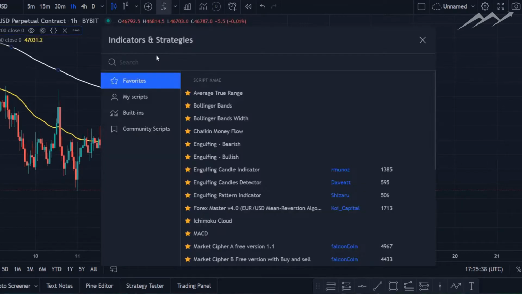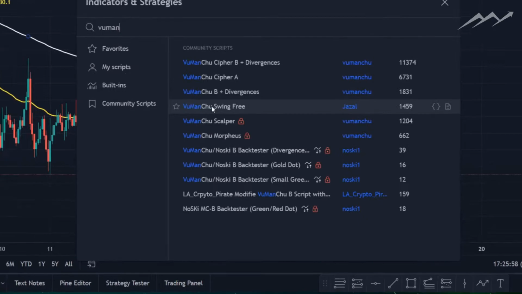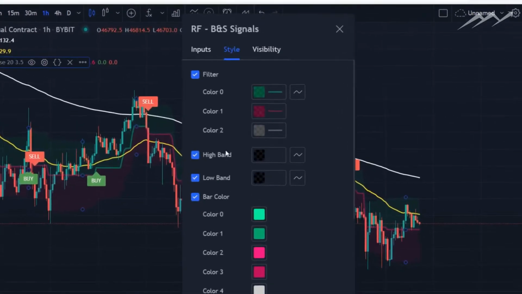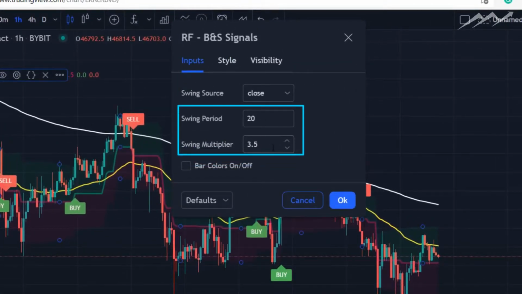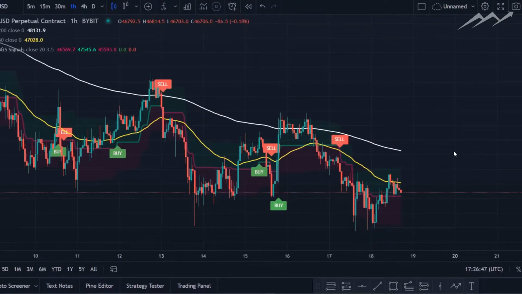The VumanChu Swing free indicator is the third indicator. The swing period will be set to 20 and the swing multiplier to 3.5. This indicator will provide our entry triggers in the VumanChu cross.